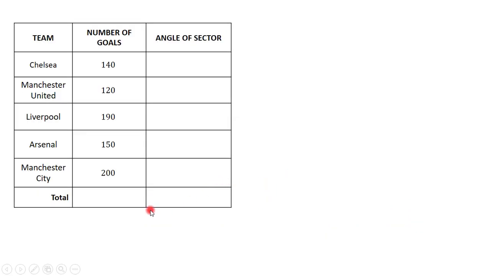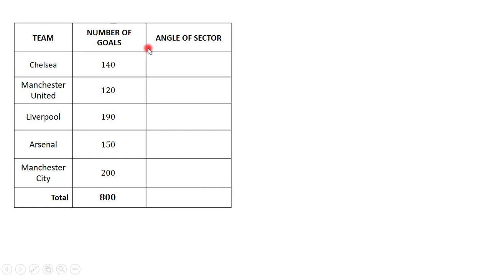We have learnt that before we can calculate the angle of sector for each of these teams, we first have to find the total number of goals. So you add the number of goals scored by each team together. 140 plus 120 plus 190 plus 150 plus 200, and that will give us 800. So the total number of goals scored by the teams is 800.